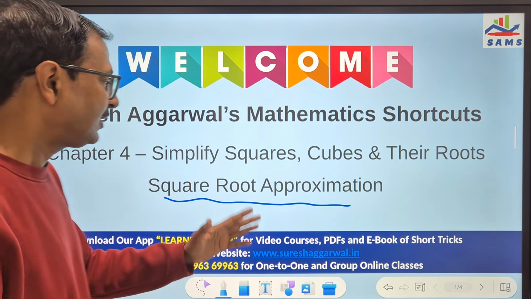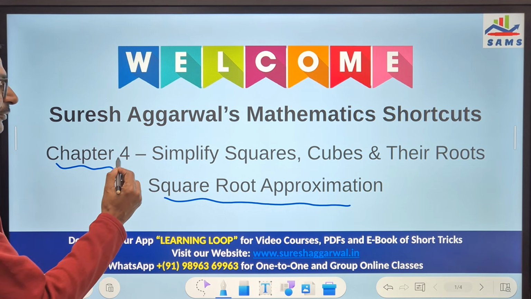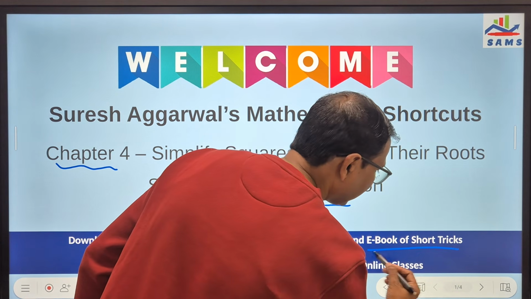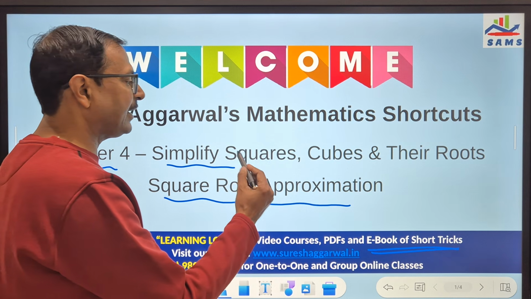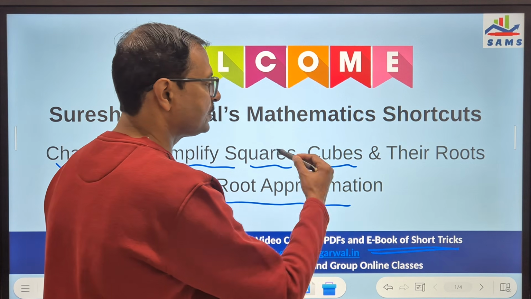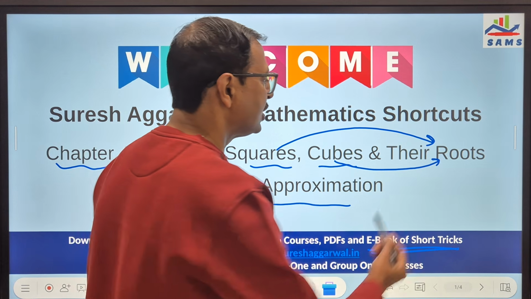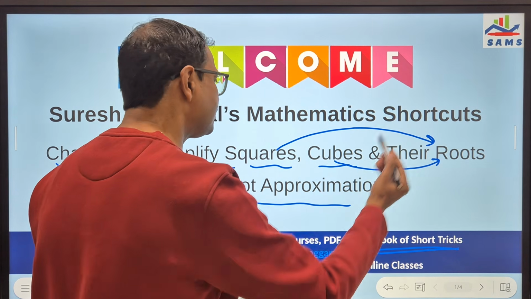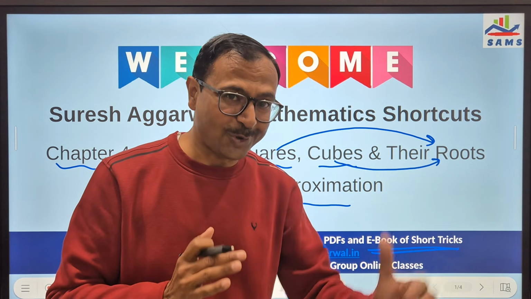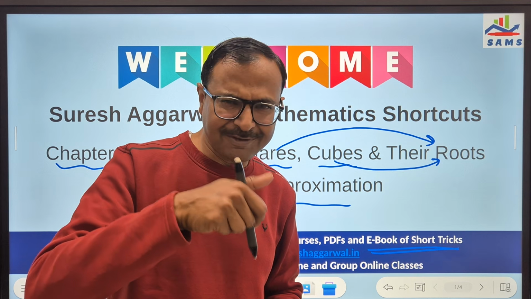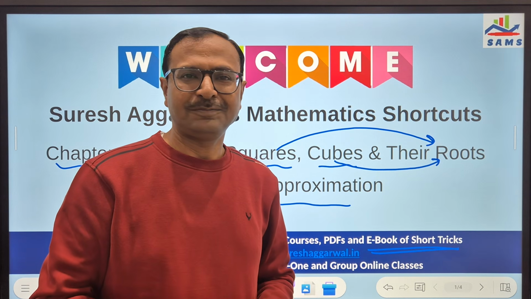And this trick which I am going to take up is a part of chapter 4 of our ebook of short tricks, which is titled Simplifying the Squares, the Cubes, the Square Roots and the Cube Roots. So we have done squares, we have done cubes, we are into square roots as of now, and we will be doing cube roots also. So keep watching the series of videos in this amazing playlist given here in the channel.